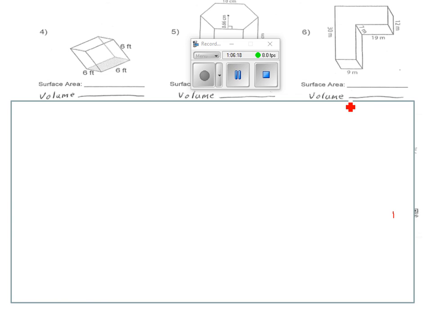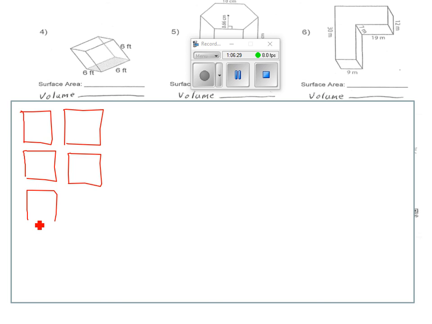Let's see if I can write it this time. So for surface area, we want all these faces, but what do we know about all the faces? They're all the same. How many of them are there? 6. So all we really have to do is find one of them. What's the front face? What by what? 6 times 6. And what's that give you? 36. So the area of that one is 36. What's the area of all the rest of them? 36. So what's the total surface area? 216. What's our units? Feet squared.